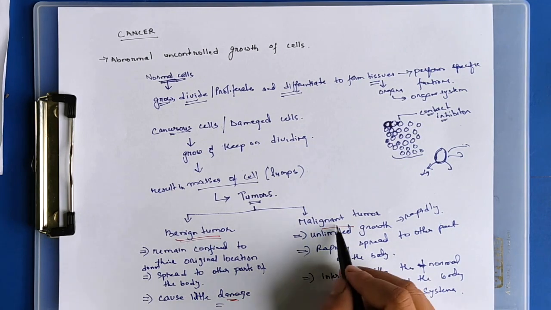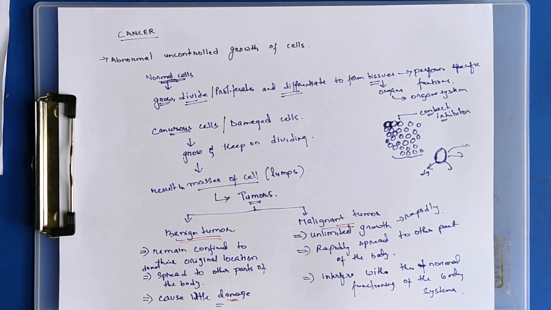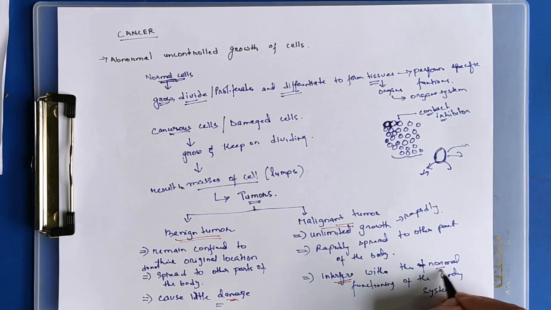But in malignant tumors, let's say the cancer starts in the mouth, it can grow to the throat and to different parts of the body. They are very harmful and they interfere with the normal functioning of the body system.